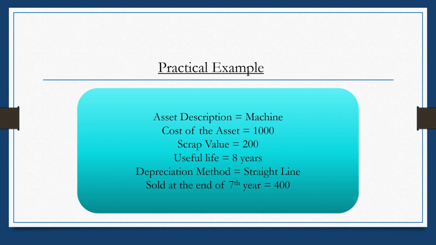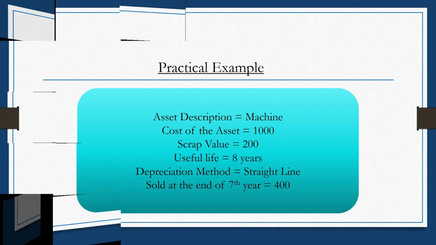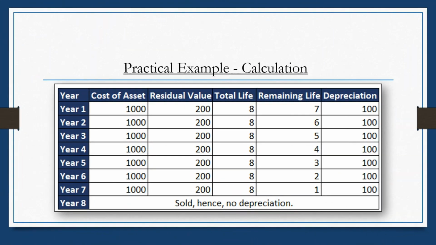But this machine gets sold for 400 at the end of the 7th year. So let's see what will be the final figure at the time of selling it off. So you have 1000 as the cost of the asset, and then residual value is 200. So book value is 800. Life is 8 years, so you depreciate it for the first 7 years, and at the end of the 7th year you sell it. So there is no depreciation for the 8th year.